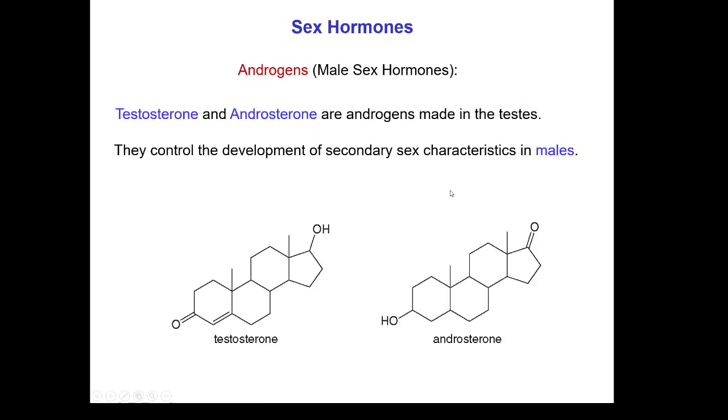Okay. In males, we have testosterone and androsterone. Now look, it's almost the same thing as in females with the estrogen. We have a ketone down here and an OH up here, an OH down here, a ketone up here. And the difference is, besides that flip-flop, a double bond. What these two do is control basically the secondary sex characteristics in males.